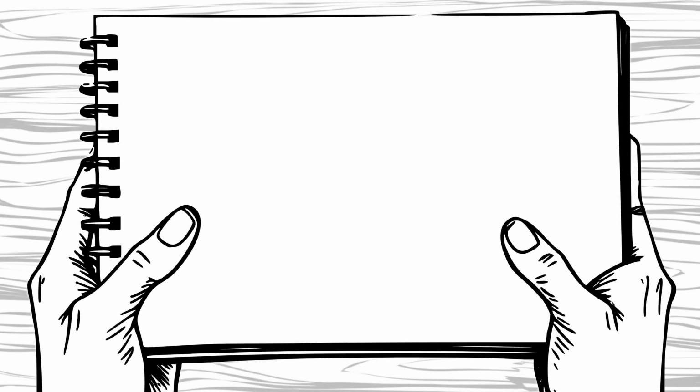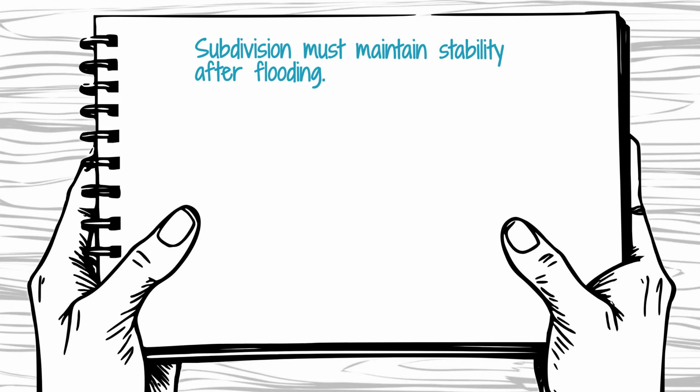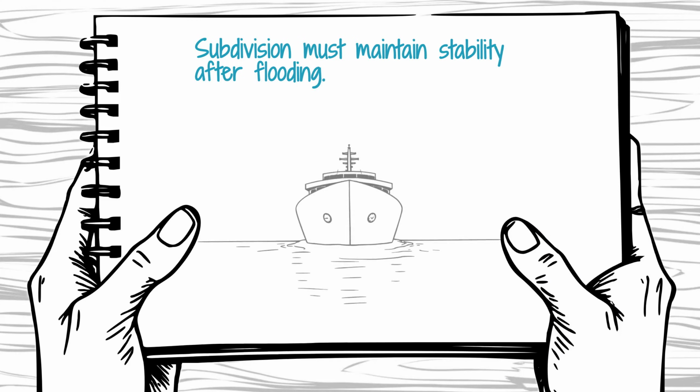The subdivision arrangement must also account for damage stability. After flooding, the ship must maintain adequate residual stability to prevent capsizing. This includes limitations on the angle of heel and ensuring positive stability up to a certain range of angles.